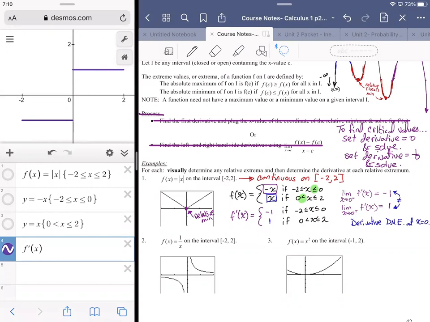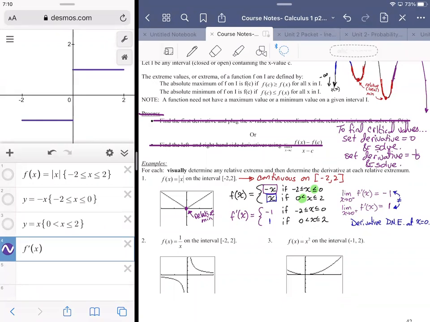Now, that's actually the hardest type of situation. You're given a graph, you have to come up with a piecewise and then find a derivative. And who's to say the piecewise is even going to be this easy, quote unquote easy? There's a lot of funk going on here, but once you get used to it, it's not that bad.